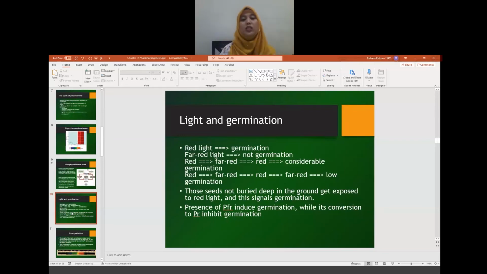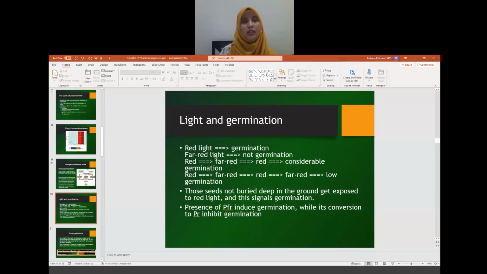Next we look at germination. How does plant germination respond to red light and far red light, this phytochrome system? If you expose the seeds to red light, they will induce germination. If you expose your seed to far red light, your seed will not germinate. There is a picture of it. You can search later on.